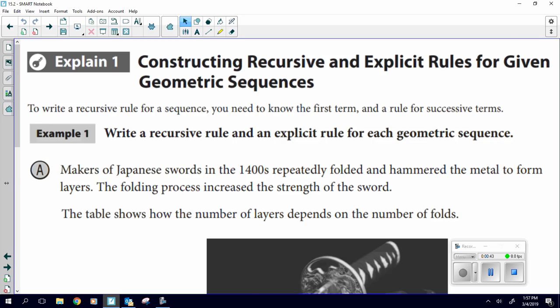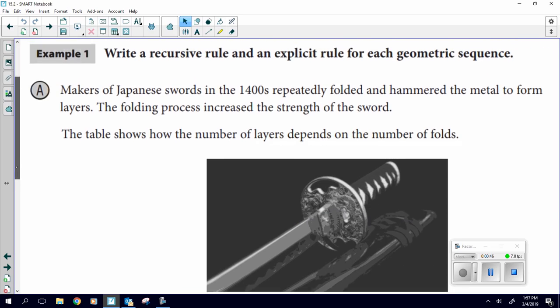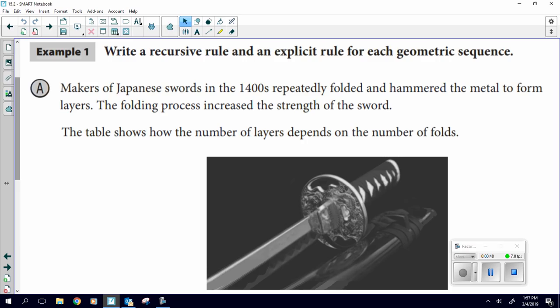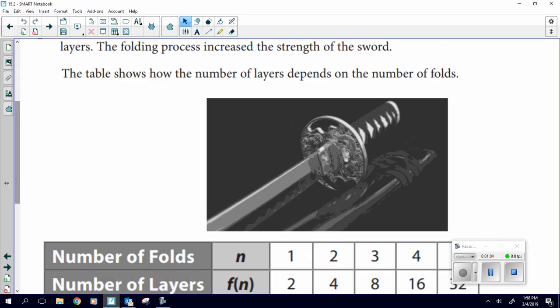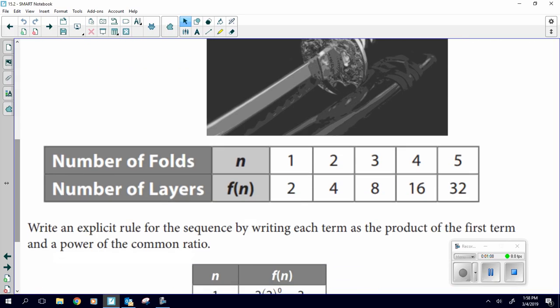Oh, my bad. Okay. So, makers of Japanese swords in the 1400s repeatedly folded and hammered the metal to form layers. The folding process increased the strength of the sword. The table shows how the number of layers depends on the number of folds. You can see the number of folds and number of layers. For the first one, they have 1 fold and 2 layers. 2 folds, 4 layers. 3 folds, 8 layers.